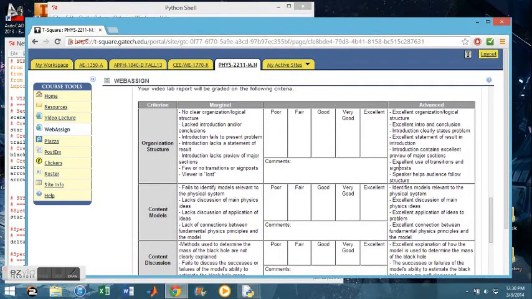This is Physics 2211 Lab 3. In this lab, we were charged with finding the mass of a black hole given a star's motion data and mass and the black hole's position data.